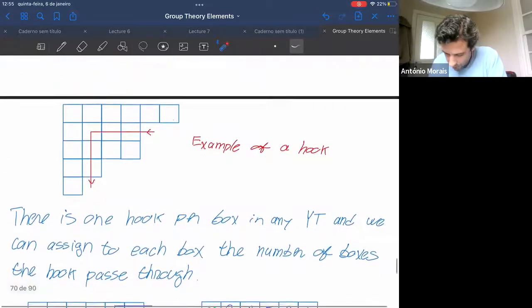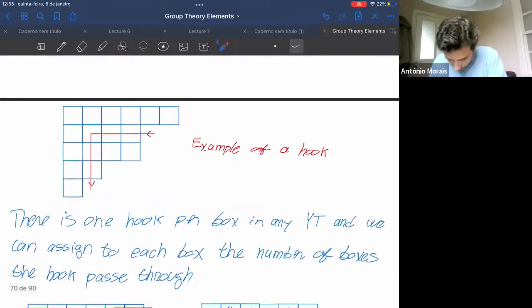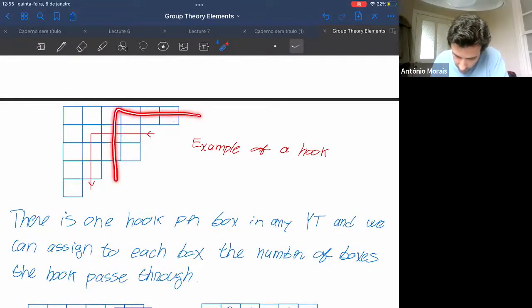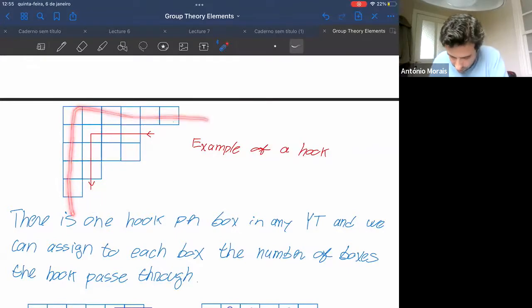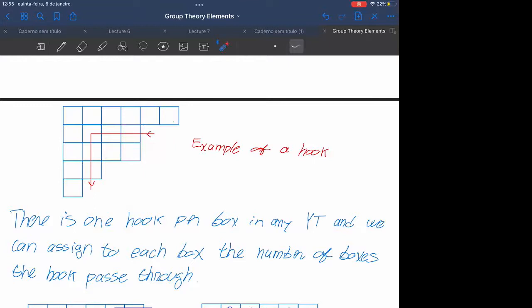So, there is one hook per box in any Young tableau. There is a hook here, as I was saying, a hook there. The hook of this one would be like that. Another hook here, another hook there, another big hook here, another here, here. So I'm drawing whole hooks as I speak. There are as many hooks as there are boxes.